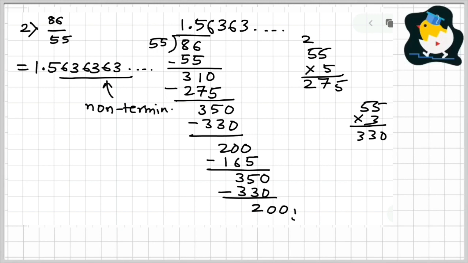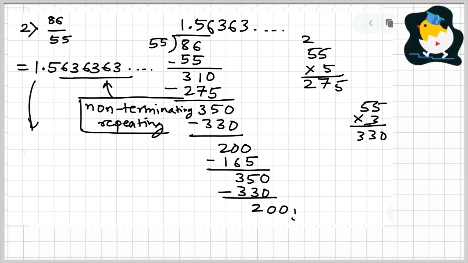But again, there is one more important thing. It is not terminating, but it is repeating, because 636363, the numbers will not change. 63636363, it will go on. So it is non-terminating, repeating, right?